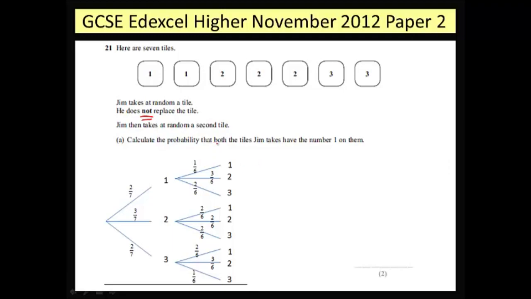So the probability that both the tiles he takes have a number 1 on them is given by this branch here, 1 and then a 1. So when we say and, we multiply these two probabilities together. So I'm going to get 2 out of 42, which would simplify down to 1 over 21 as my final answer.